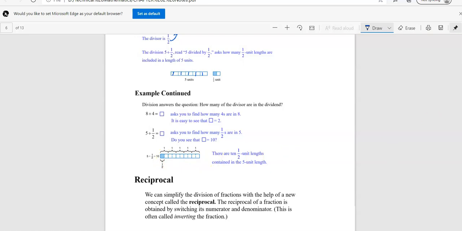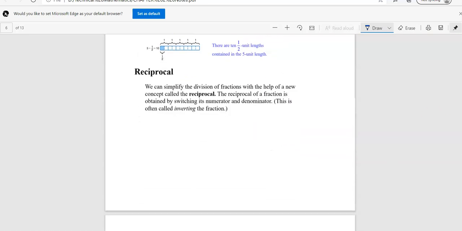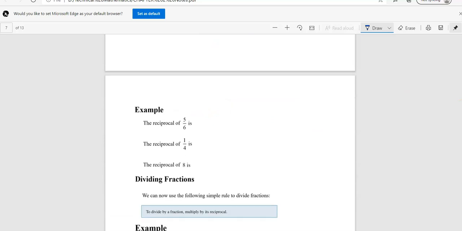Reciprocal is a very important term when we're talking about fractions. And reciprocal is simply taking the fraction and flipping it upside down. So normally a fraction consists of a numerator and a denominator. The numerator is on the top, the denominator is on the bottom. And if you're looking at the reciprocal, you're inverting the fraction or flipping it upside down. So if I wanted to say, what is the reciprocal of 5/6? The answer would be 6 over 5. We're inverting it, flipping it upside down.